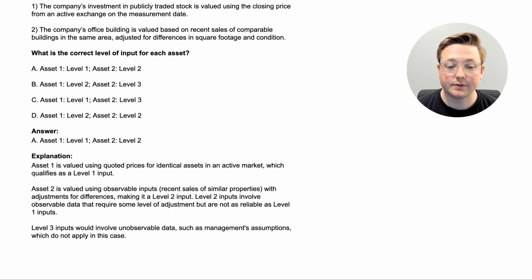Asset 2 is valued using observable inputs, so that would be like recent sales of similar properties with adjustments for differences, making it a level 2 input. Remember, level 2 inputs involve observable data that require some level of adjustment but are not as reliable as level 1. And then finally, we didn't even have any level 3 inputs in this question, but remember, level 3 inputs would involve unobservable data, such as management's assumptions, which do not apply in this case.